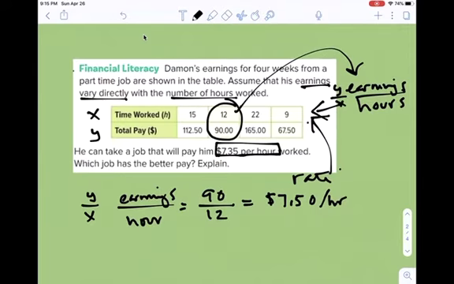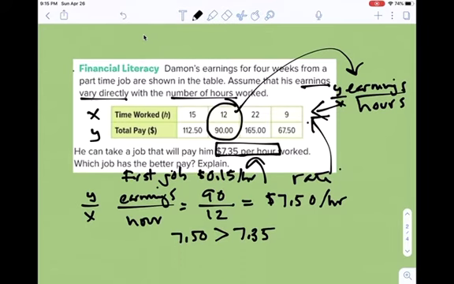Okay, now compare that to the job that will pay him $7.35 per hour. Well, we know that $7.50 is greater than $7.35. So which job has the better pay? Well, you would say it's his first job, right? And he makes 15 cents per hour more. I just did a little subtraction problem to figure that out.